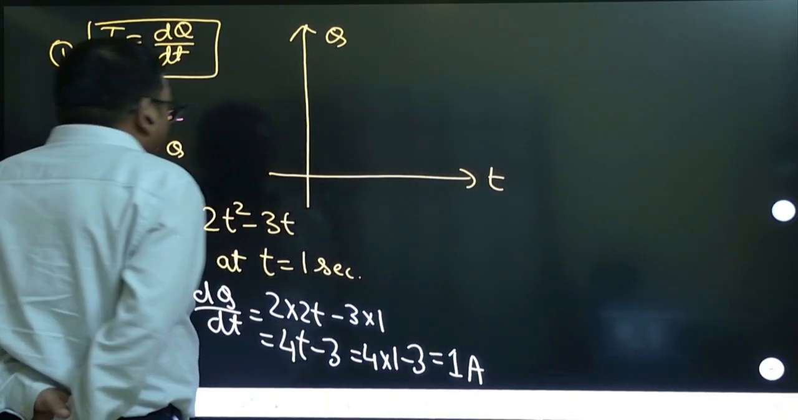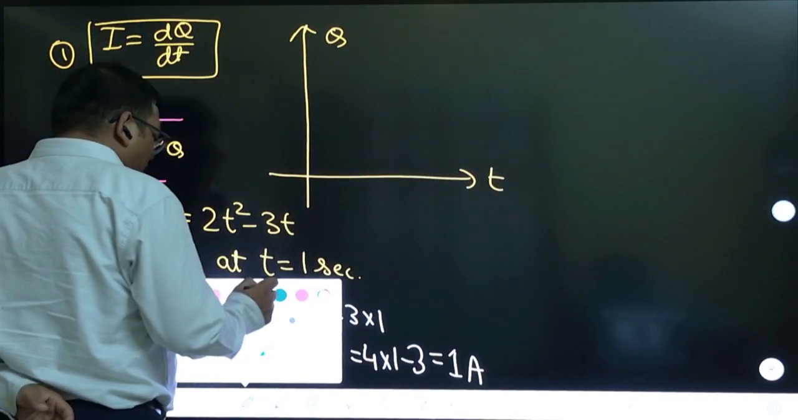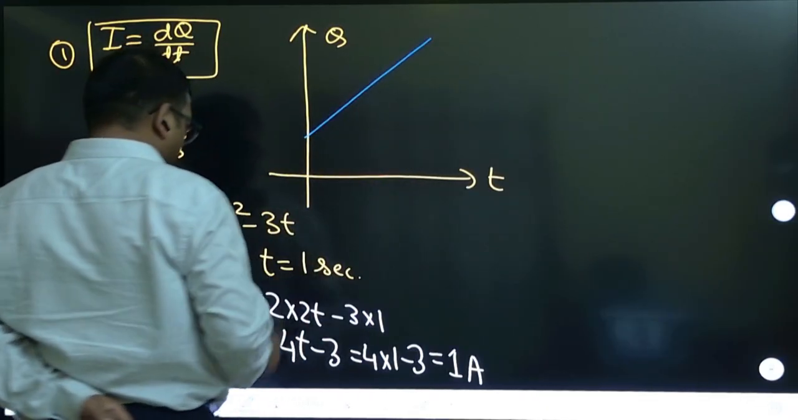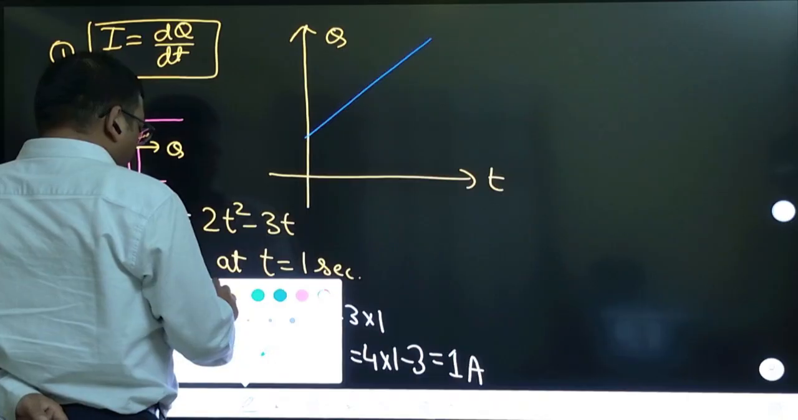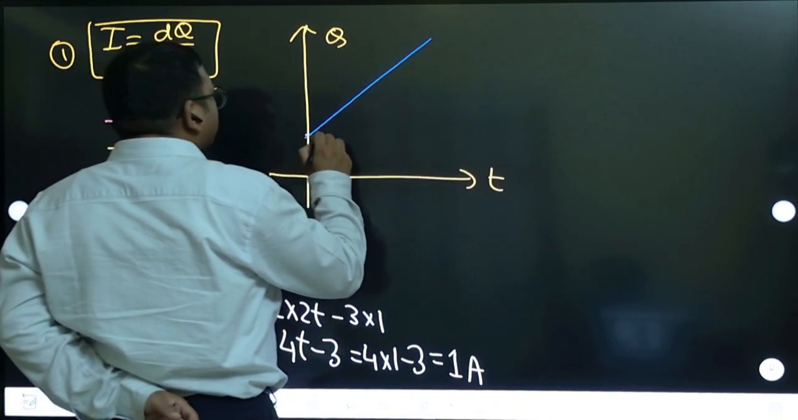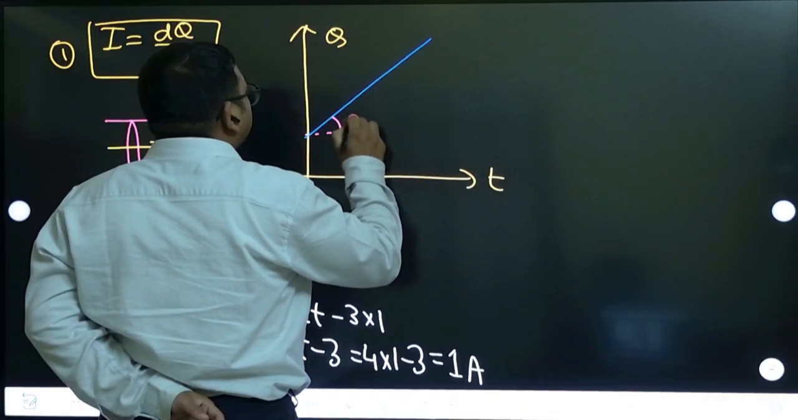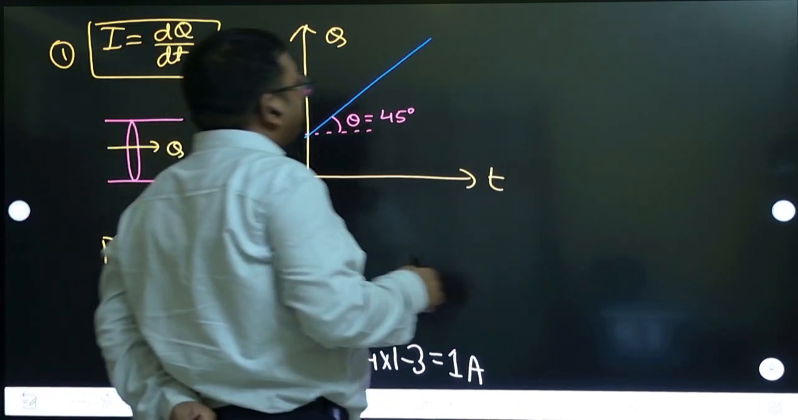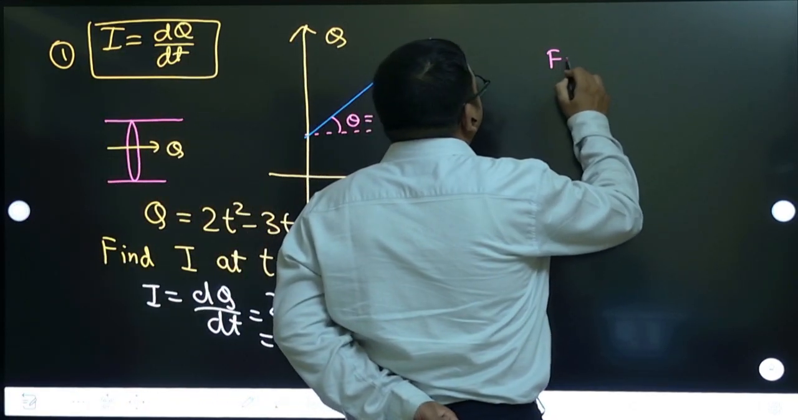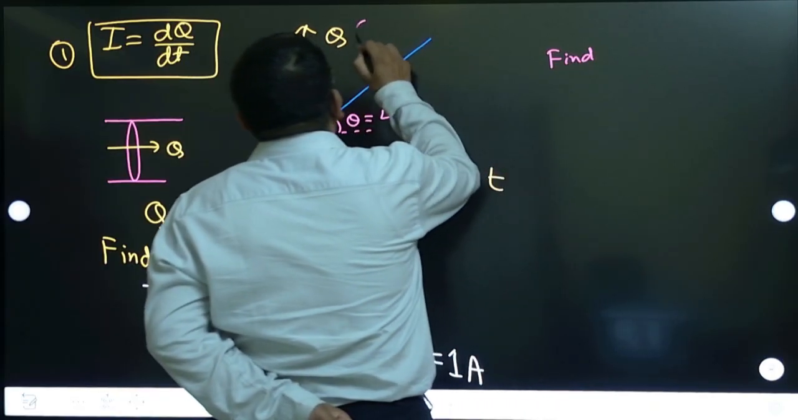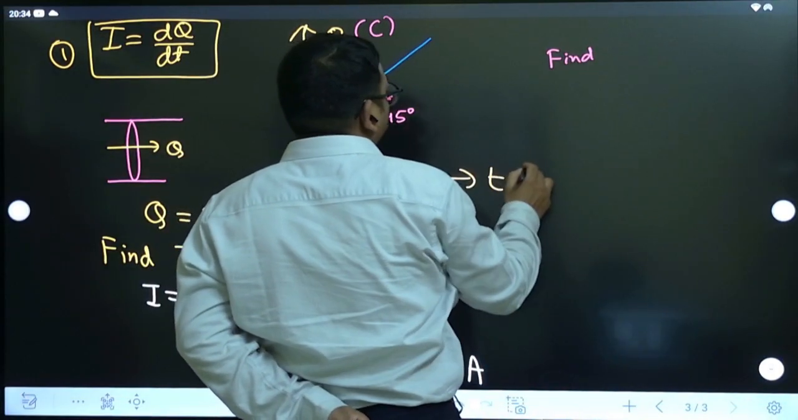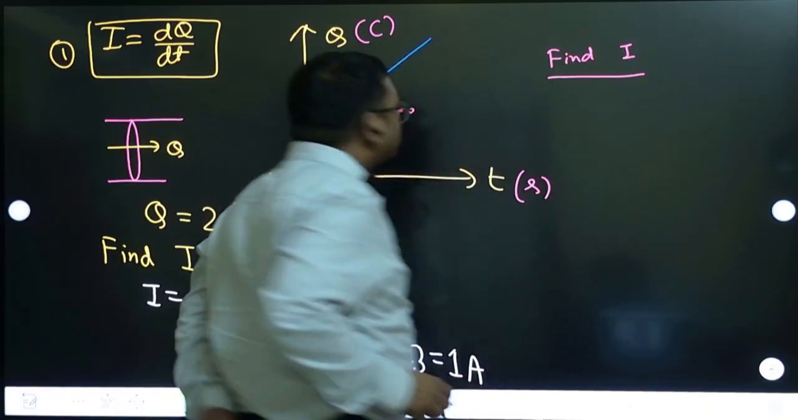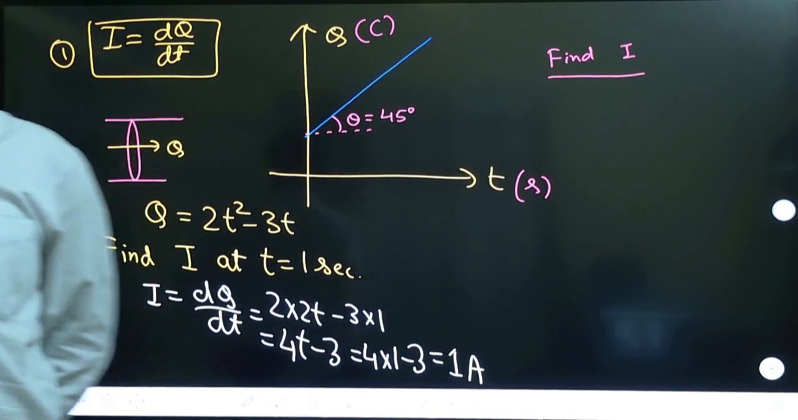But sometimes in a question they can give a graph. Let us say there is a graph given like this, and they ask what is the current. They may give you this angle. Let us say the angle is 45 degree. Find the current from this graph, and charge is in coulomb, time is in second. Find I. Tell me what will be the value of current.